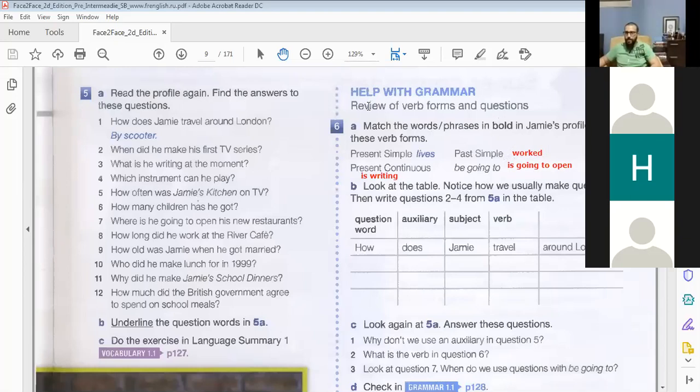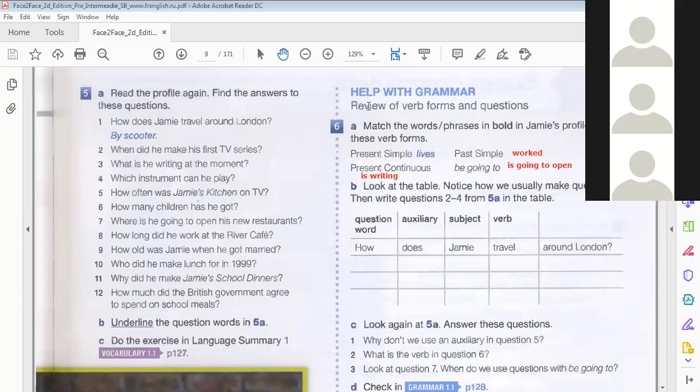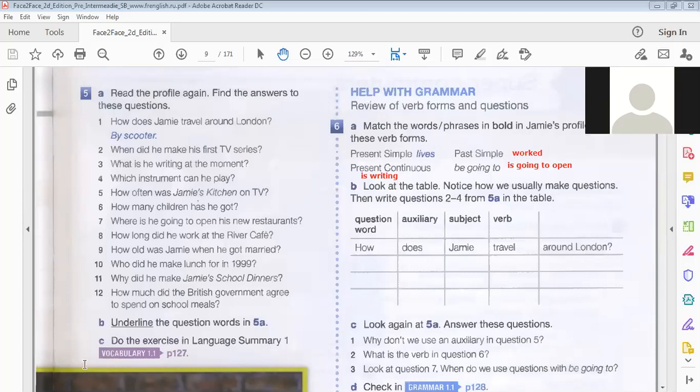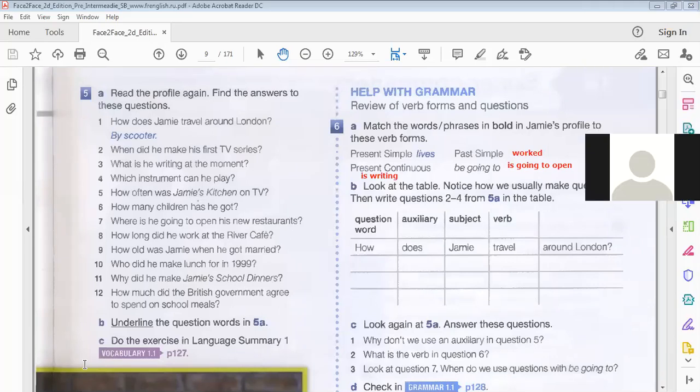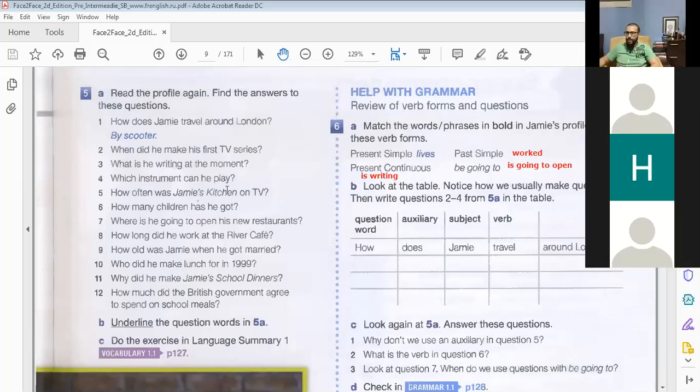I have a question, teacher. Yeah, go ahead. Excuse me. Sure. What's the question? Is going to open. Is it the same with simple future? What's simple future? When we use will.